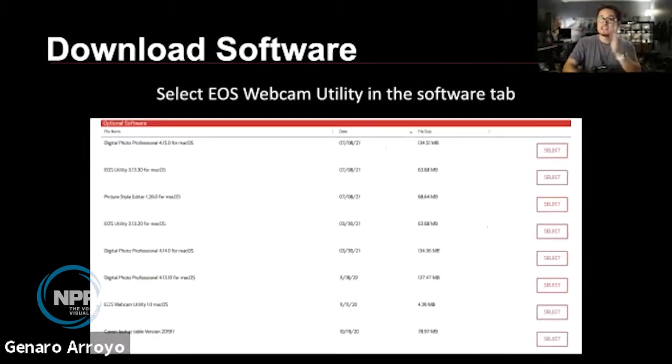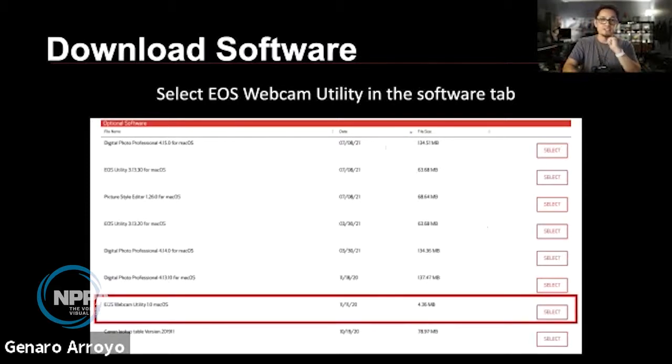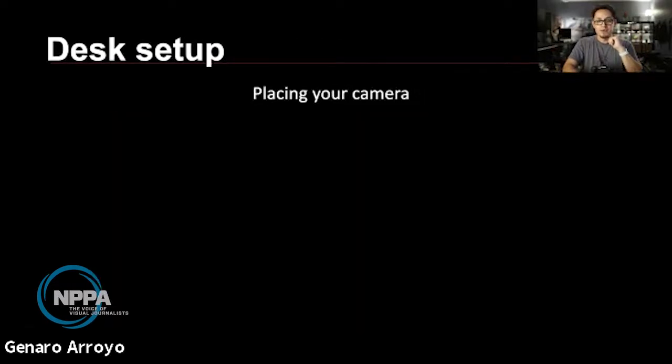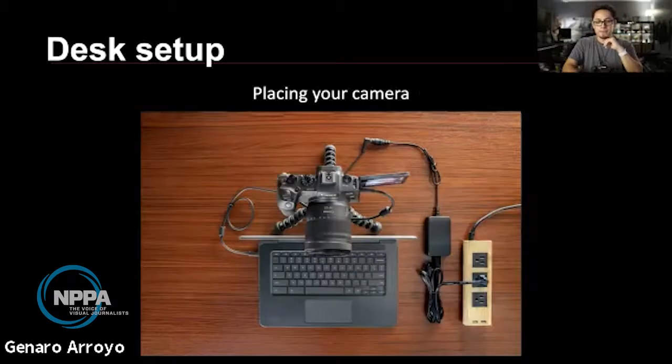And once you do go to whichever camera body you want, it'll direct you to the software tab, and right down there, you will see EOS Webcam Utility, and that's where you download it. Once you download it, next thing you do after installation, of course, is placing your camera.